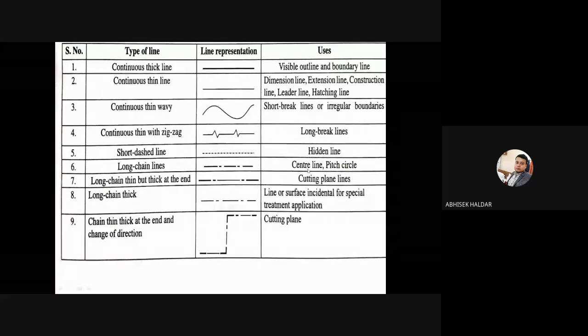So here you can see the line, then dot, then line, then dot, then line. So this line is your center line. The significance of the center line is nothing but the axis of symmetry of any object.